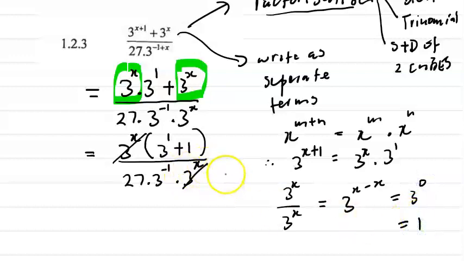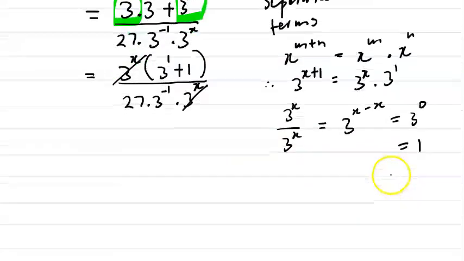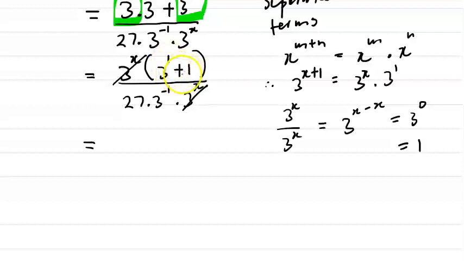So we loosely say the word cancel, but there's the maths behind cancel, all right? So what you're left with now? You're left with 3 to the 1 plus 1, which is going to give you 4. Then 27 times 3 to the minus 1. Now remember that 3 to the minus 1 is equal to 1 over 3.